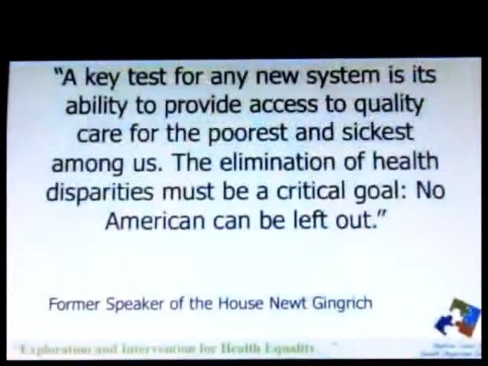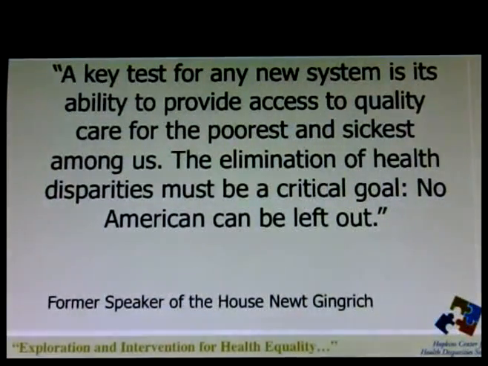Now, ever since this happened, we've used a social justice frame to raise awareness around the problem and to argue for resources being allocated to the problem. And I think we've done a fairly good job in terms of raising awareness among policymakers, at least. Here's a quote from a prominent national policymaker who says, the key test for any new system is its ability to provide access to quality care for the poorest and sickest among us. And the elimination of health disparities must be a critical goal. No American can be left out. So you can see how this social justice frame is used in these bigger political discussions.